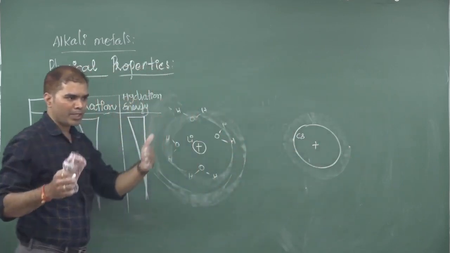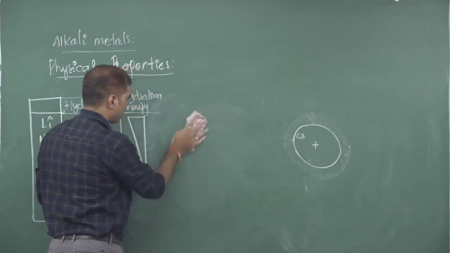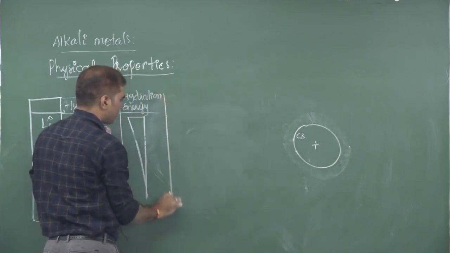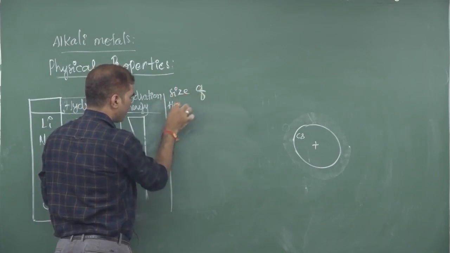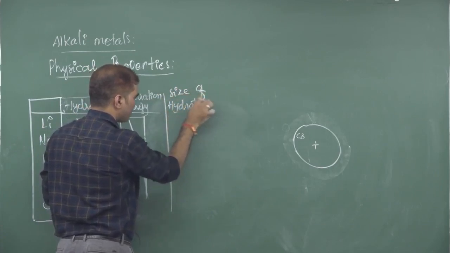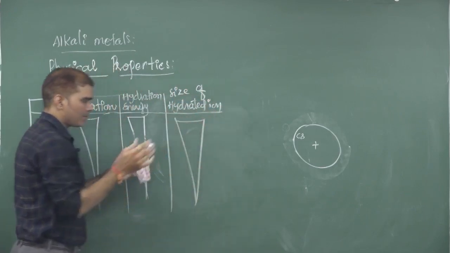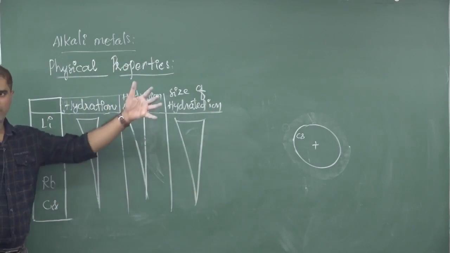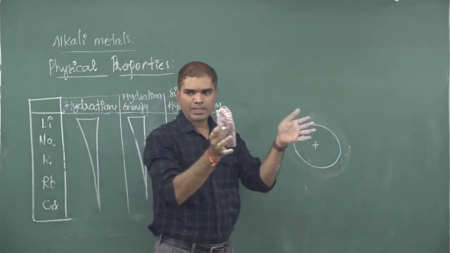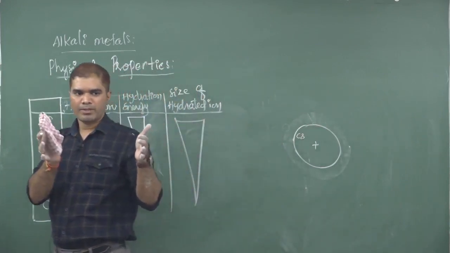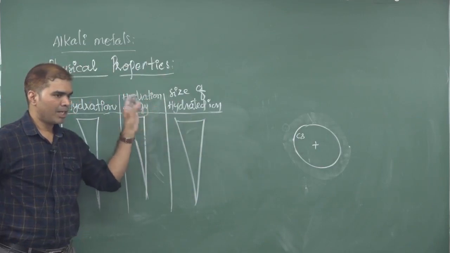So down the group, what is happening to the size of the hydrated ion? Decreases, right? Hydration energy is decreasing. Size of the hydrated ion, is it increasing or decreasing? Decreases. Size is also decreasing. Lithium will have larger hydration, its size is large. But as I come to cesium, its size is low. Why? Because it is attracting less number of water molecules. Therefore, the size of the hydrated ion is less.